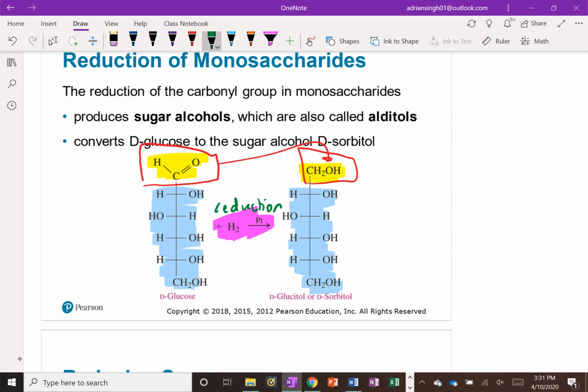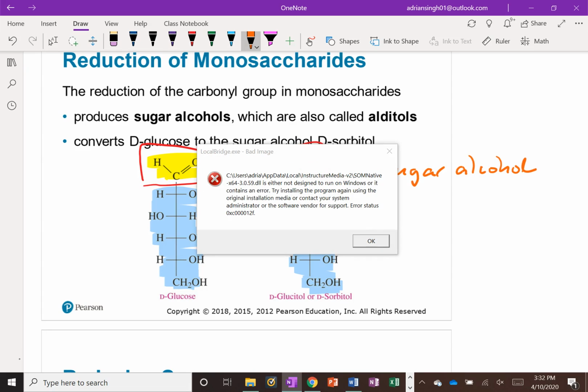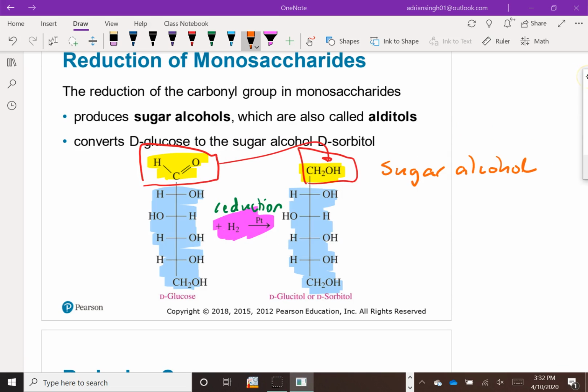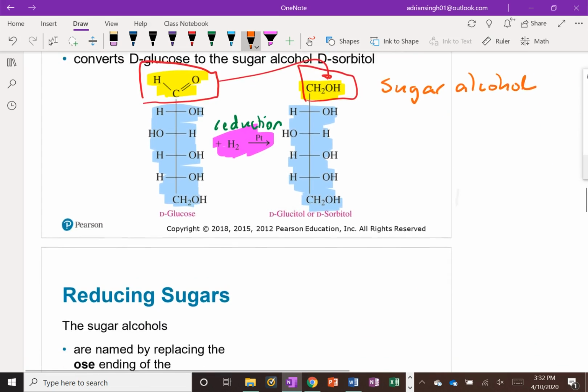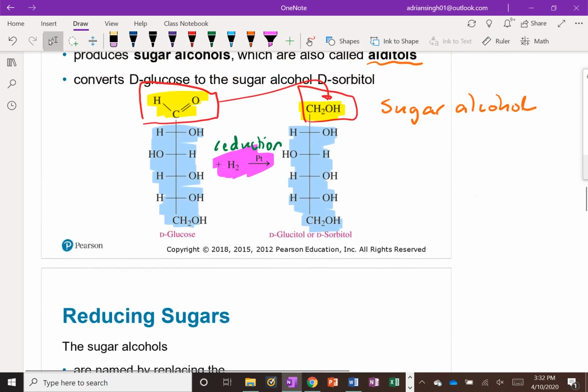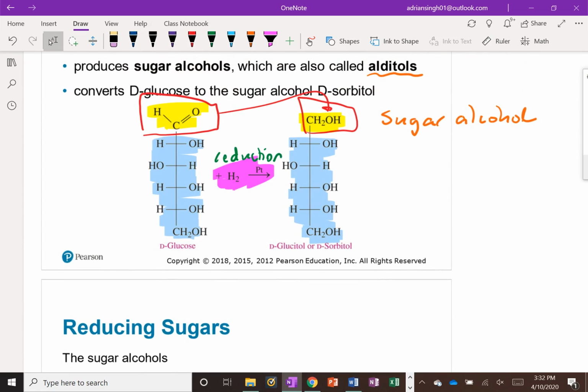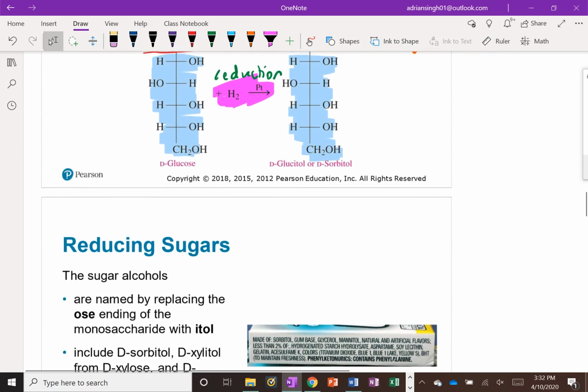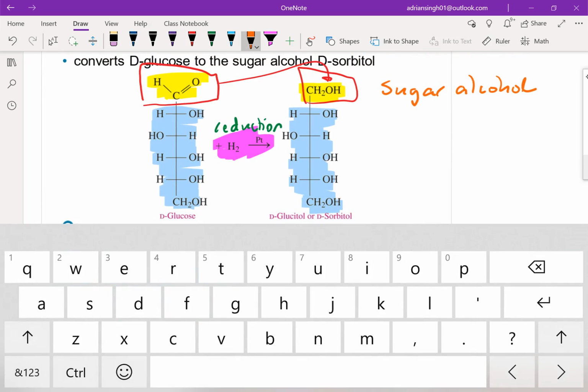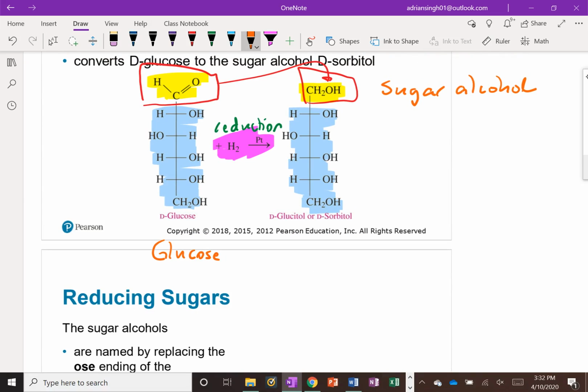So we end up forming something known as a sugar alcohol as our product. Sugar alcohols are sometimes referred to as alditols, and they're actually quite common. The way that we name our sugar alcohol is we drop the -ose ending and replace it with -itol. So glucose undergoes reduction to produce the sugar alcohol, which is glucitol. We drop the ending, replace it with -itol, and the common name for this is sorbitol.